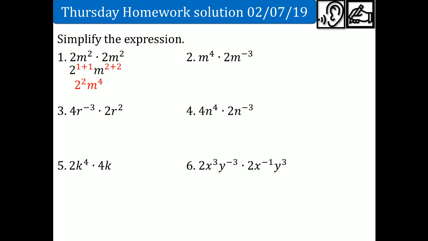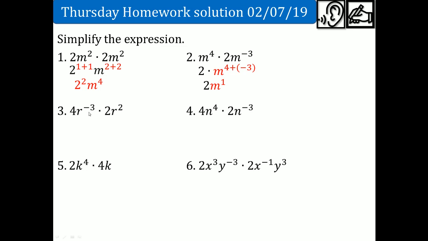Number 2, m to the fourth times 2m to the negative 3 power. Again, you have to add the powers together. Nothing happens with the 2 here, so leave it alone. You have to worry about this m to the fourth power and this m to the negative 3 power. Same base of m, so you add the exponents. 4 plus negative 3 is 1. So the answer is 2m to the first power. You could also write it as 2m.